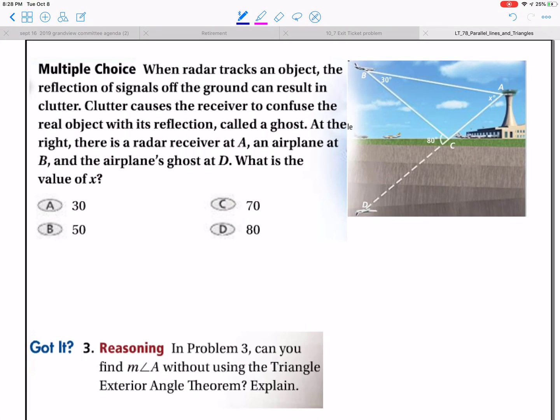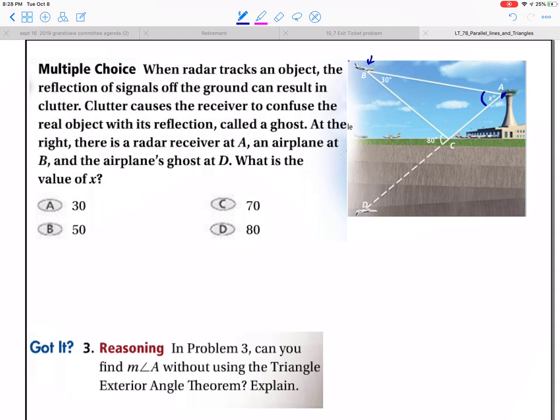Let's look at this example. When radar tracks an object, the reflection of signals off the ground can result in clutter. Clutter causes the receiver to confuse the real object with its reflection, called a ghost. At the right, there's a radar receiver at A, that's up here, and an airplane at B, that's right there. What is the value of X? X you'll find is right here.